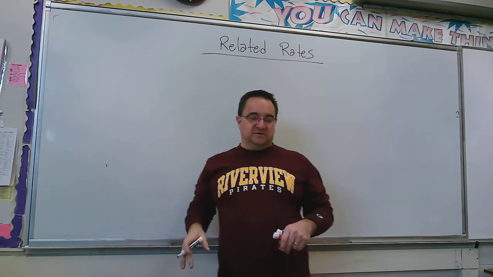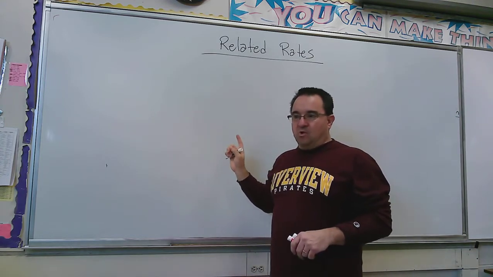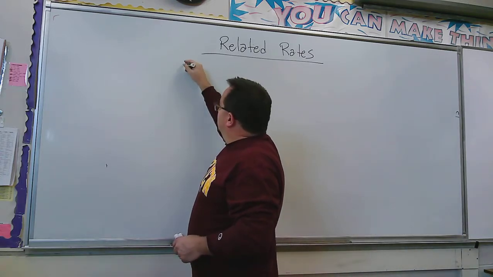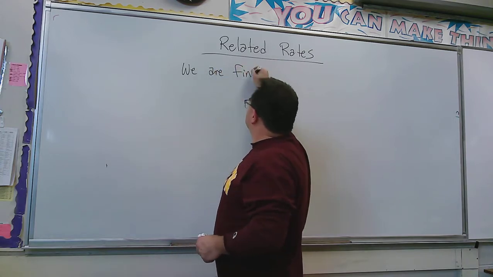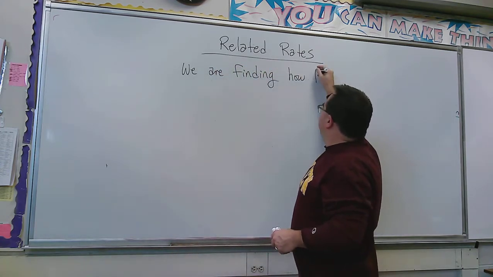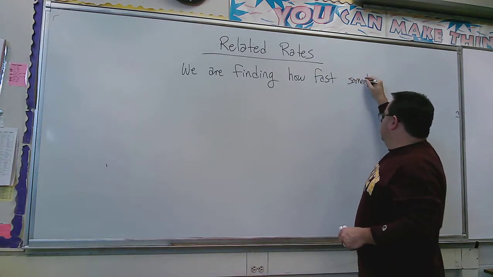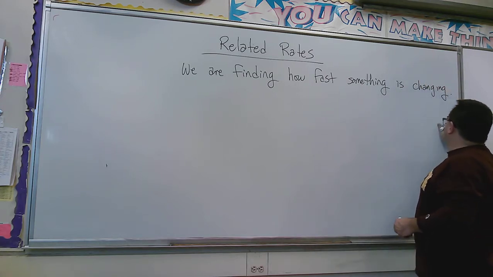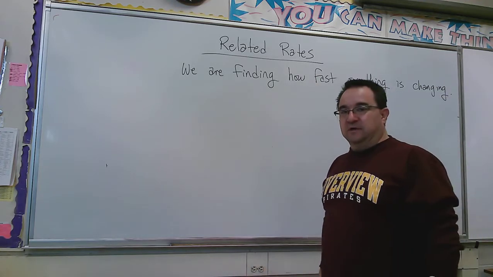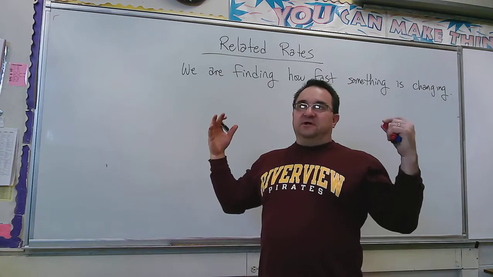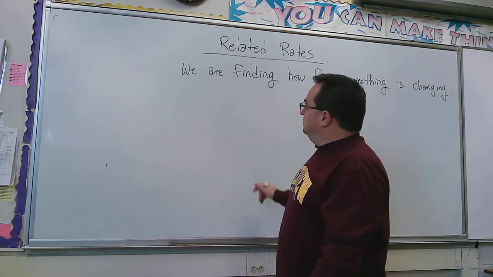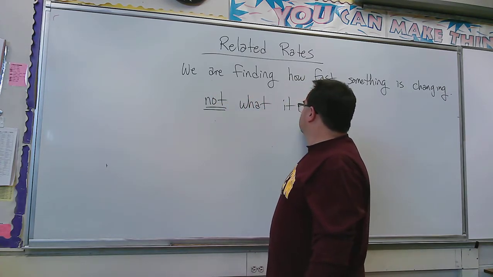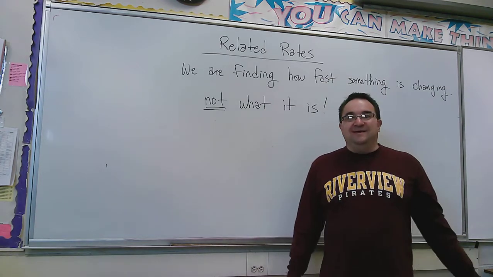So I'm going to type up some notes on what I'm writing on the board right now, but it's nice to be able to talk through it while I'm listing them. So related rates, we are finding how fast something is changing. Now, this is hard for people to get their heads around. It's a quantum leap forward into abstract thought mathematically, because usually what we do, we don't find out what it is.